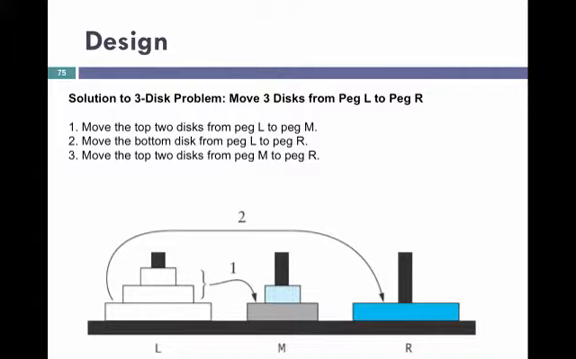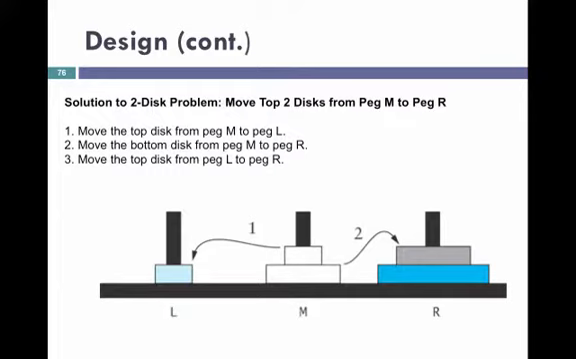Now a solution to the three-disk problem, to move three disks from peg L to peg R, we'll move the top two disks from peg L to peg M, move the bottom disk from peg L to peg R, and then move the top two disks from peg M to peg R. So that's three steps, and we'd have to do steps 1 and 3 in a way that doesn't violate the rules that we established earlier.